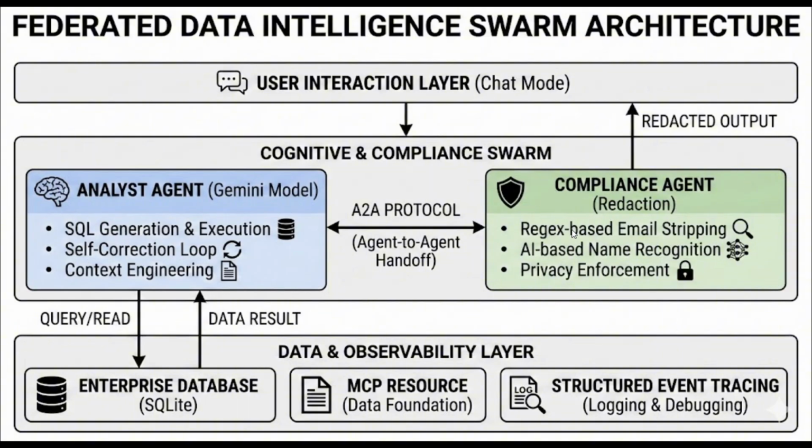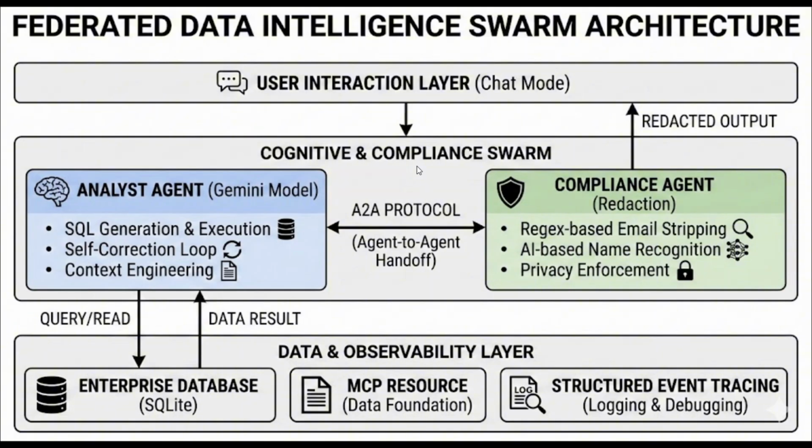Okay. And this is the compliance agent. It has registry based email stripping, with characters and everything, and AI based name recognition for privacy enforcement, so as not to let PII data leak. Okay, so this is the database. All right, this is the MCP resource that connects the agent to the database, and this is for logging and all those things.